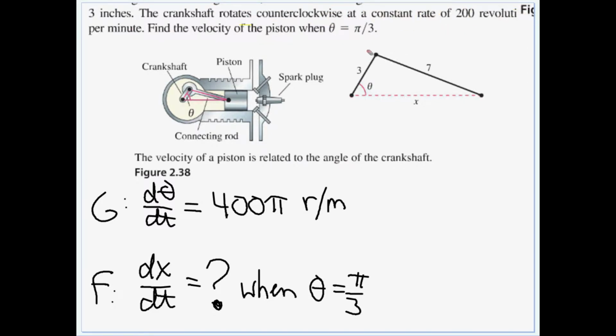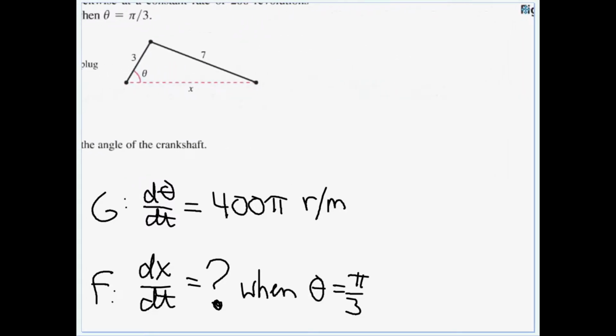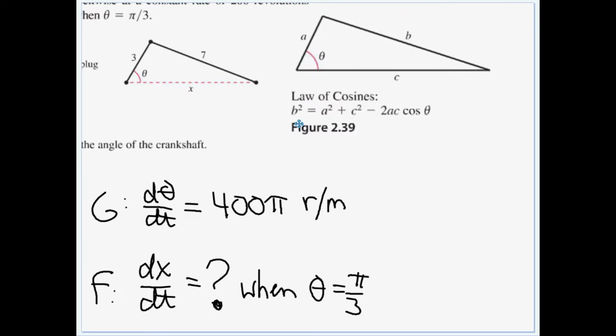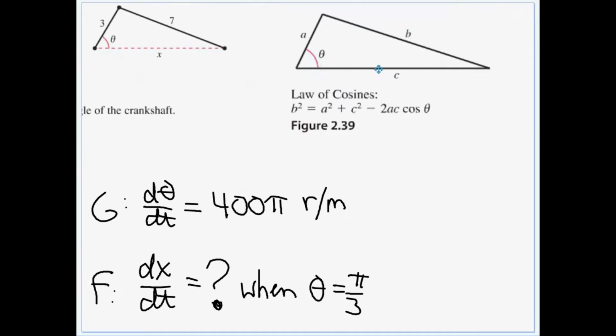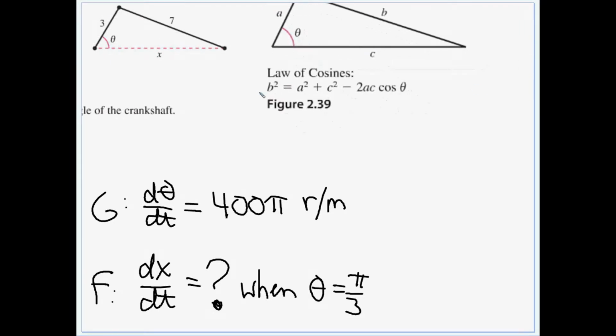Okay, what is the equation that is going to tie all this together? Well, the triangle's changing. It's not a right triangle. We're going to need the law of cosines. So for this one, the way we have it set up, here's angle theta. This side C relates to our side x. And then A will match up with side 3. And this 7-inch drive shaft will match up with side B. So we're going to use the law of cosines: b squared equals a squared plus c squared minus 2ac cos theta.